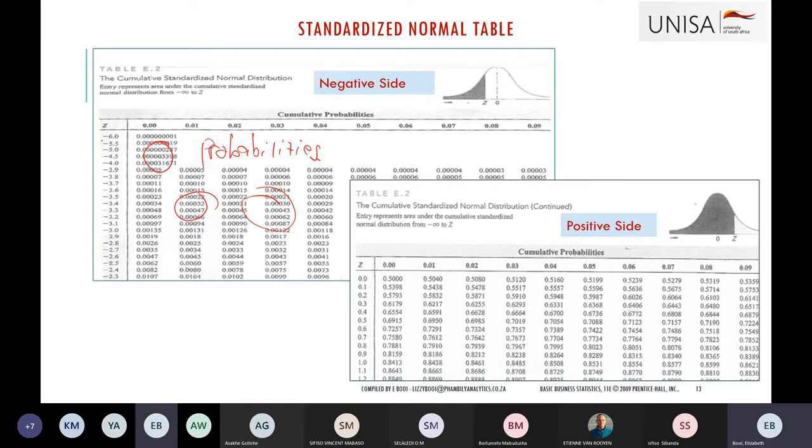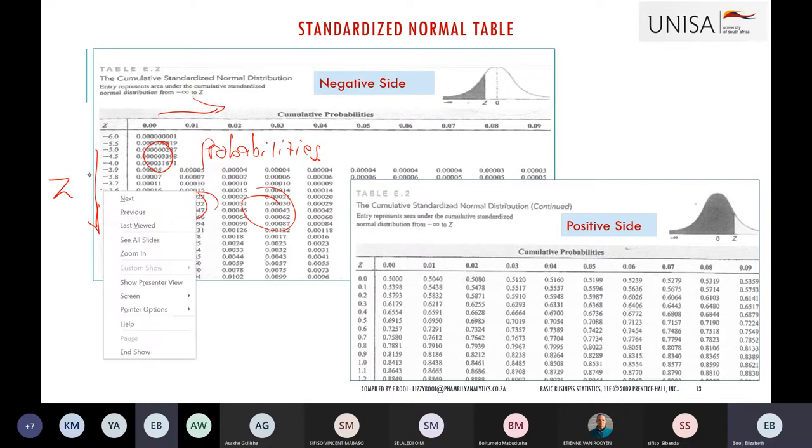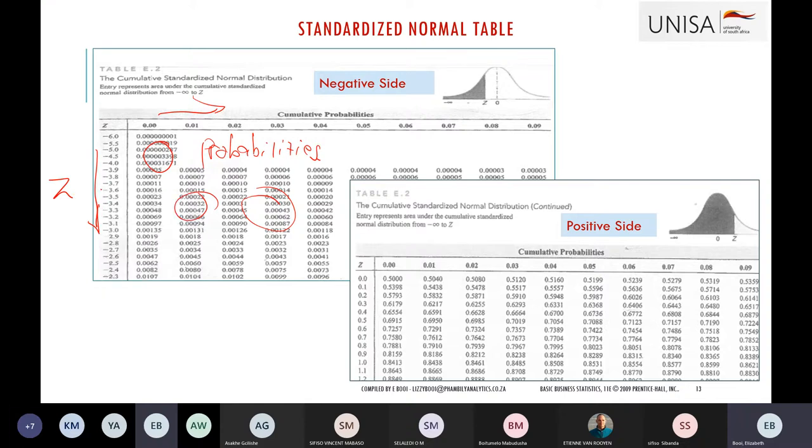All of them are your probabilities. These values here and those values there are your Z values. So the values on your left and the values at the top, we need to combine them and create a Z value. Or when we have the Z value, we need to split it so that we can go and find the values. We're going to look at the table just now. Just wanted to show you.